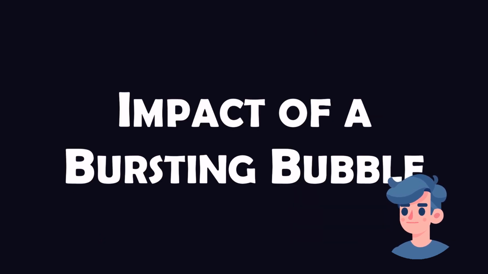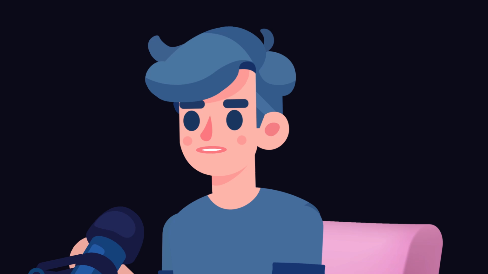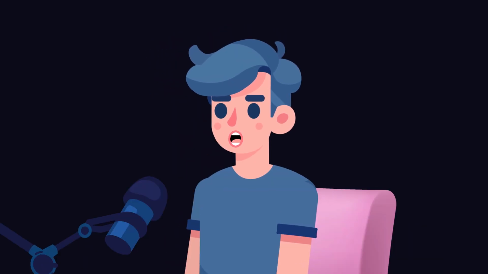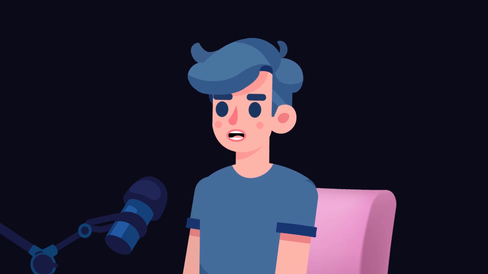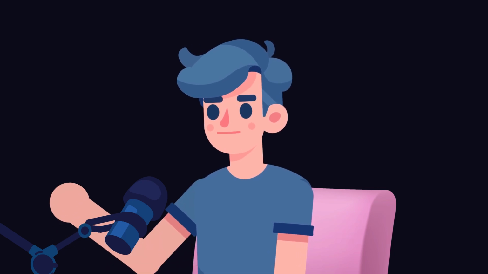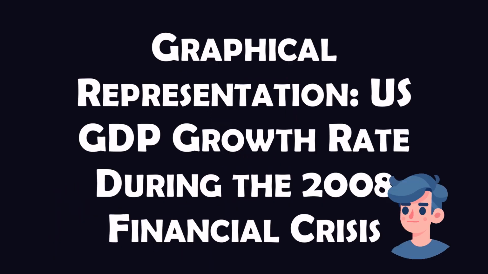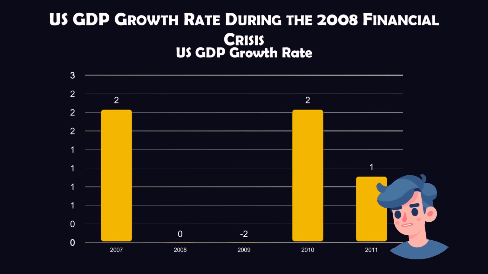One of the most crucial questions is, how does a bursting bubble affect the economy? When a bubble bursts, it can lead to massive financial losses and a reduction in consumer wealth, often triggering broader economic downturns. For instance, the 2008 financial crisis, triggered by the housing bubble burst, led to the Great Recession, one of the most severe economic downturns since the Great Depression. It affected global economies, leading to increased unemployment and reduced economic output.